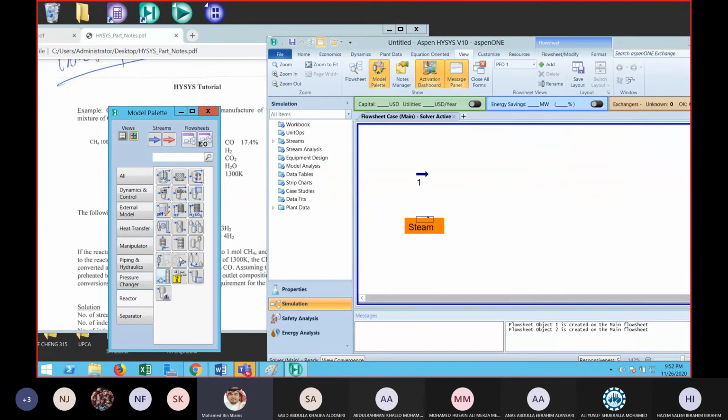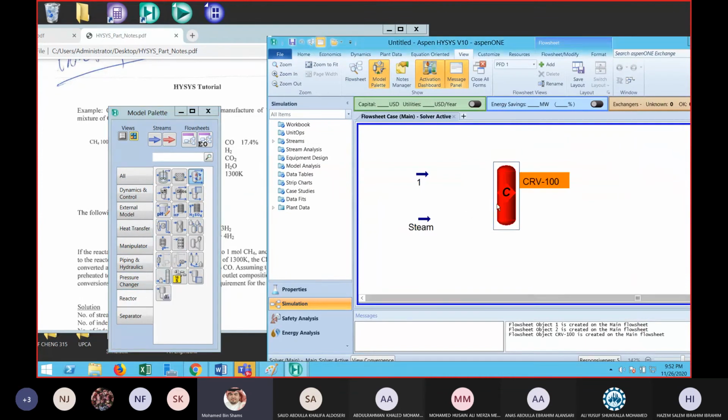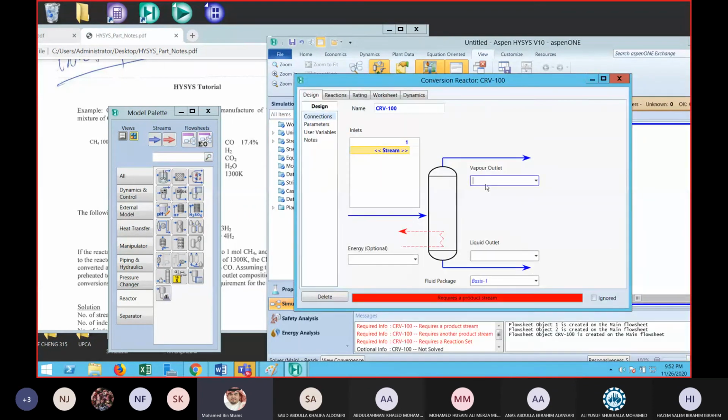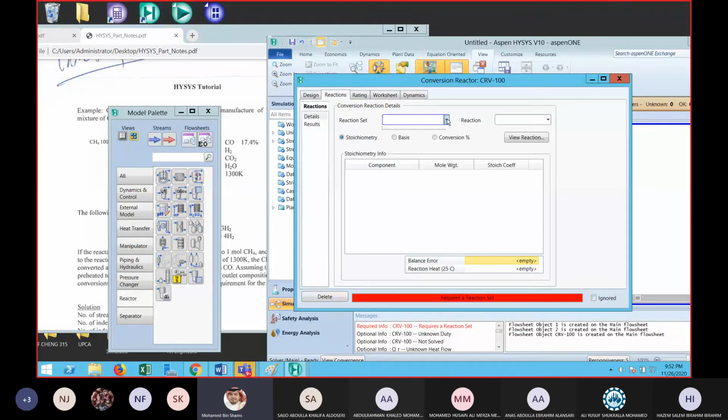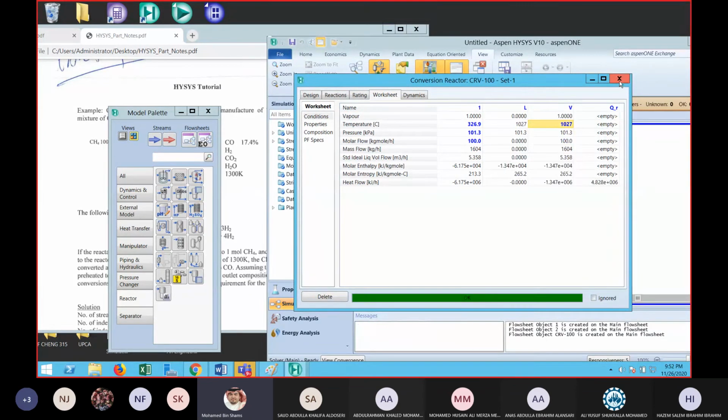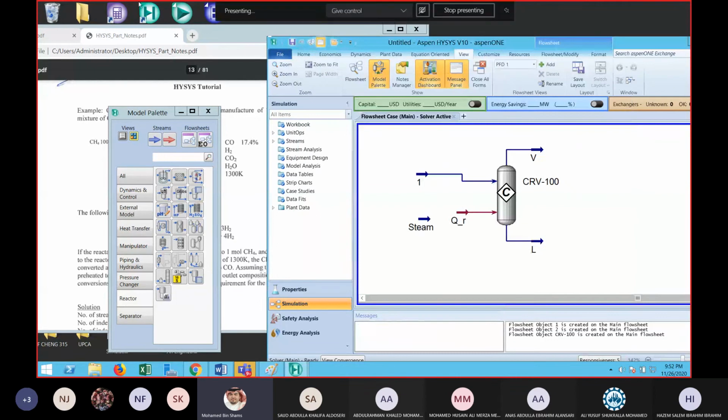And then I go to the reactor. I have my reactor here, attached to it the methane and the steam, and I have vapor, and I have liquid, and I want a Q of reaction to be calculated such that the stream has an outlet temperature of 830 Kelvin. Okay, so the problem is solved.